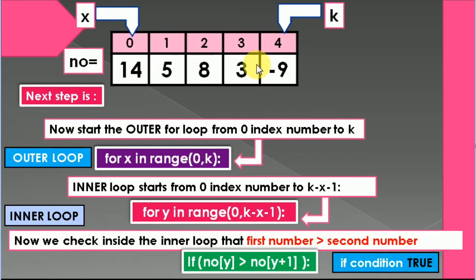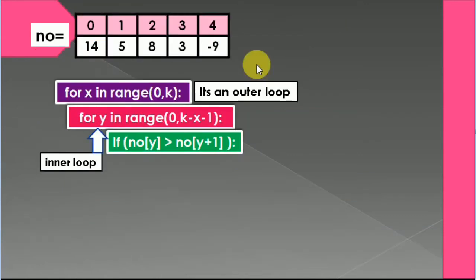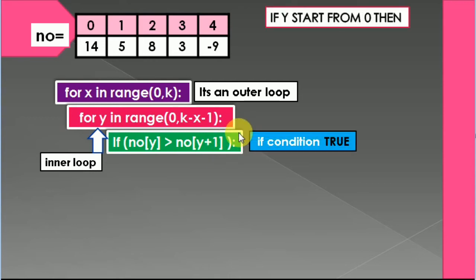Now if the condition is true, so I will write it down again. For x in range 0 till k, and the inner loop starts from y in range 0 comma k minus x minus 1. And what is the condition? We are working in bubble sort, so if NO of y is greater than NO of y plus 1, then what happens? It starts swapping.